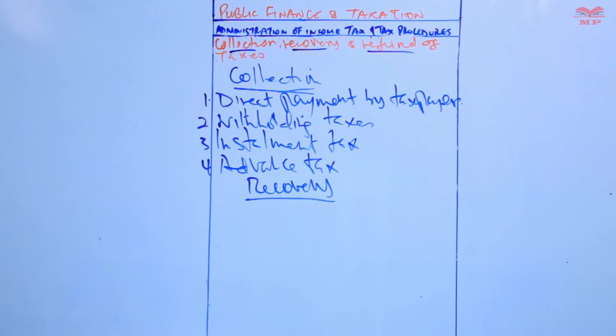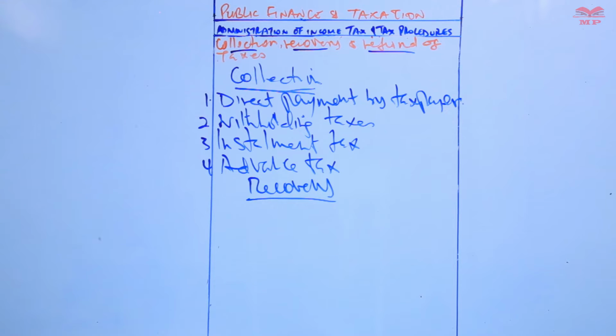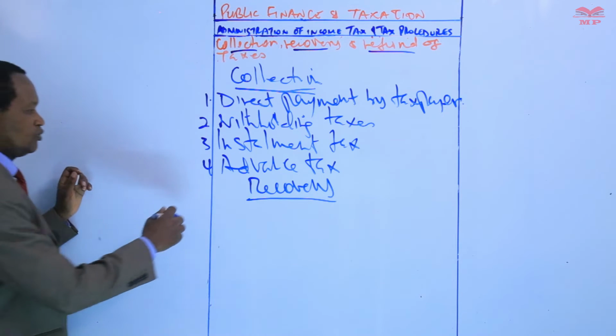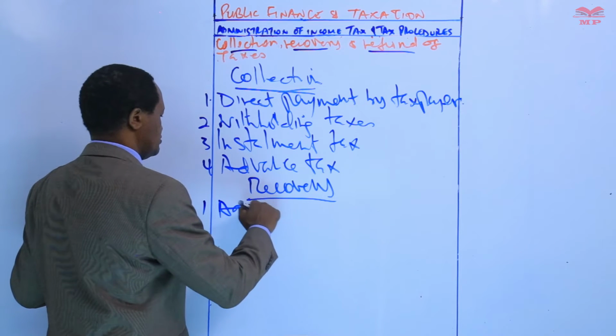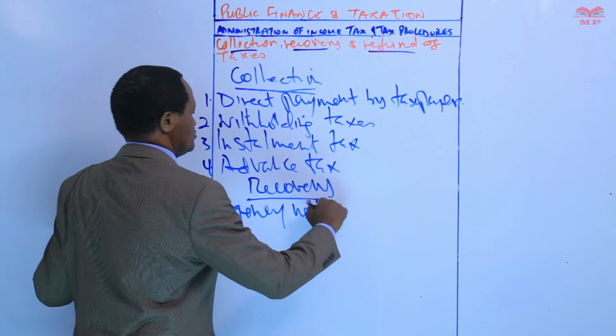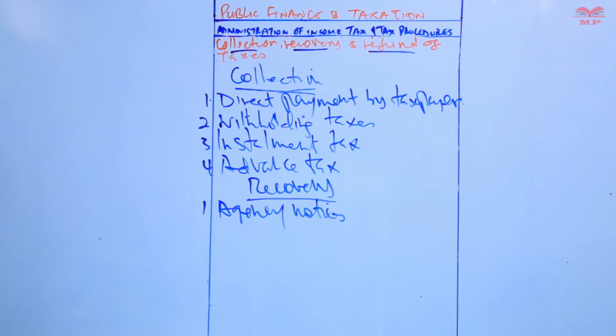If payment or engagement from the taxpayer is not forthcoming, KRA can resort to enforcement measures, which include agency notices. Number 1, agency notices. KRA can issue a notice to a third party who holds money for or owes money to the taxpayer, for example, banks, employers, debtors, requiring them to pay the outstanding tax directly from the funds.